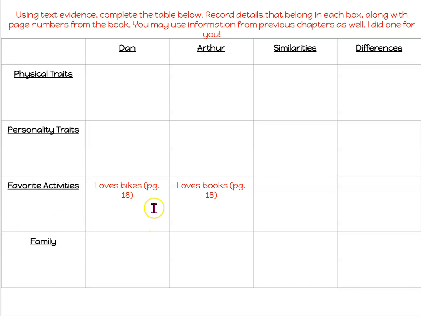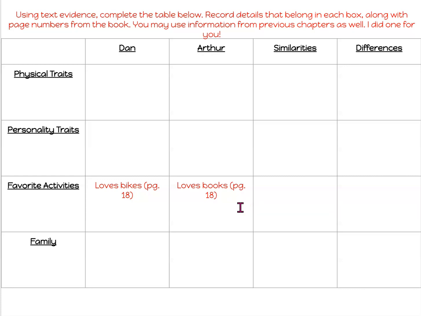And so I went through and I found on page 18, so you will need to include page numbers, some facts about Dan and Arthur. And it says that Dan loves bikes. It says that he goes bonkers for bikes. Okay, so that would be a favorite activity, is that he loves to ride bikes. It also tells me that Arthur loves books. And so that's on the same page. And so we know that one of his favorite activities is to read.